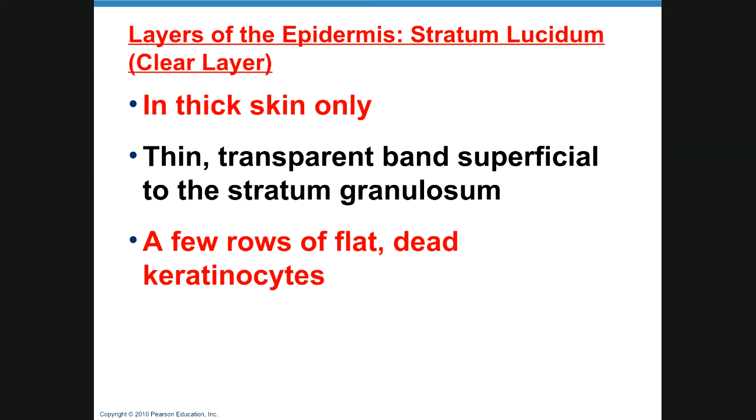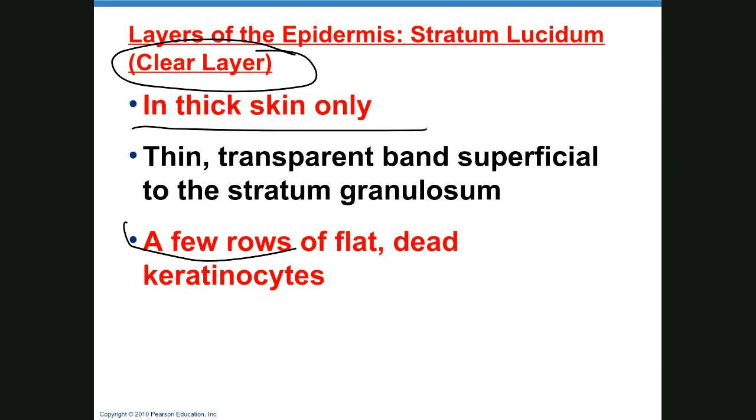The next layer is the one that is only found in thick skin. This is a clear layer, because by then the cells have lost their nucleus, they have lost their organelles, and they're filled with keratin. So they look like a clearing above the stratum granulosum. These are just a few rows of cells, maybe 3 to 4 layers, dead, flat, keratin-filled cells.